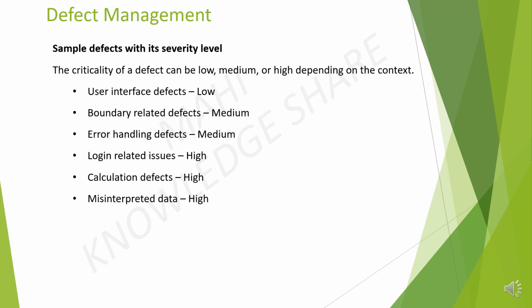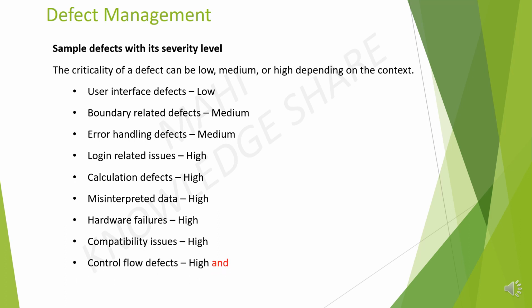Misinterpreted data will be categorized as high severity. Hardware failures will be categorized as high severity. Compatibility issues will be categorized as high severity. Control flow defects will be considered as high severity, and load conditions will be considered as high severity.